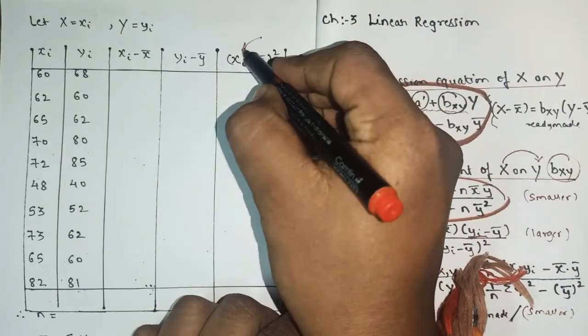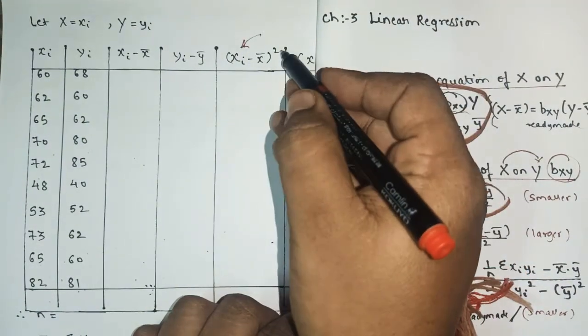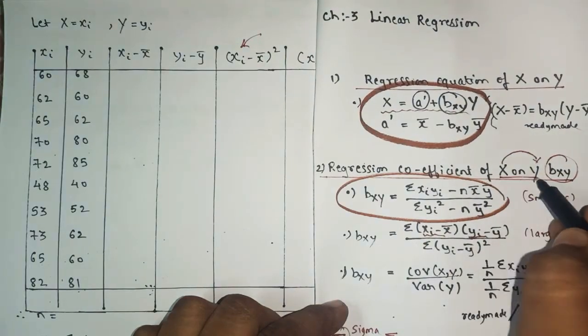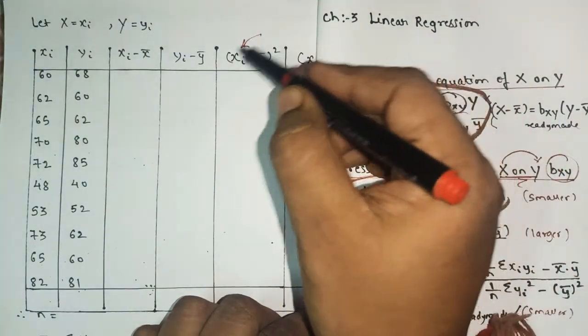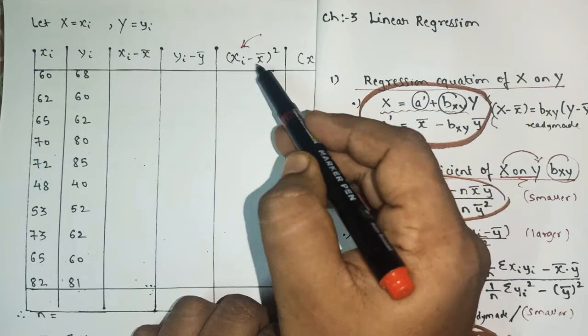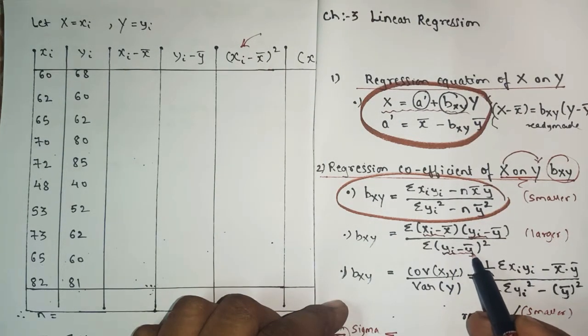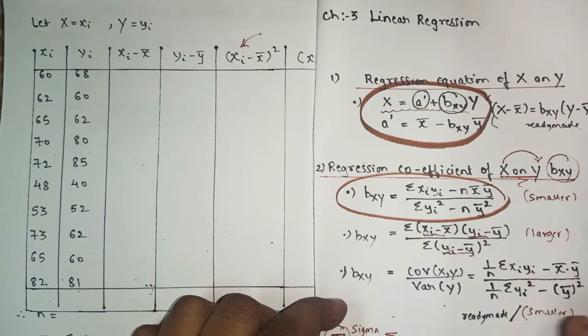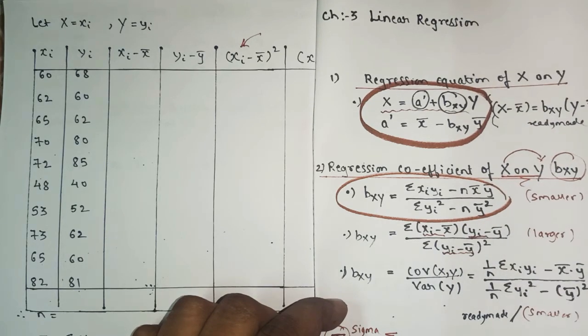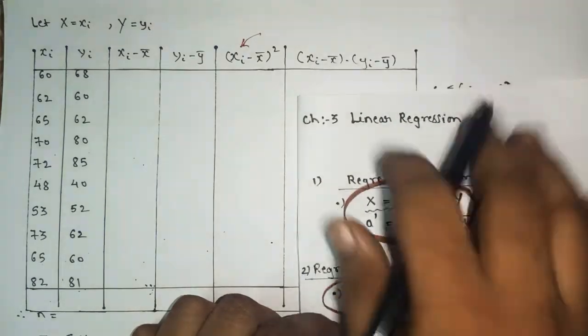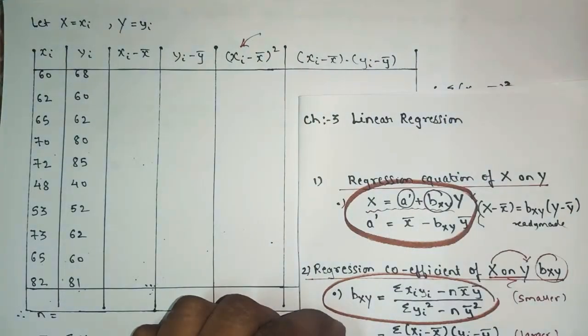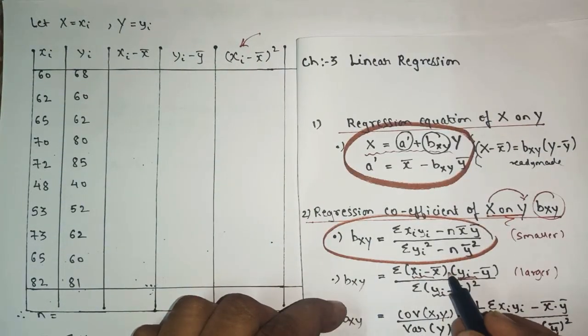In place of (xi minus x mean) the whole square, when you have to find x on y, you will replace this with (yi minus y mean) the whole square. That's it. Remember this when you have to find x on y. And the last column will be the same, as here we have to find the total of these two.